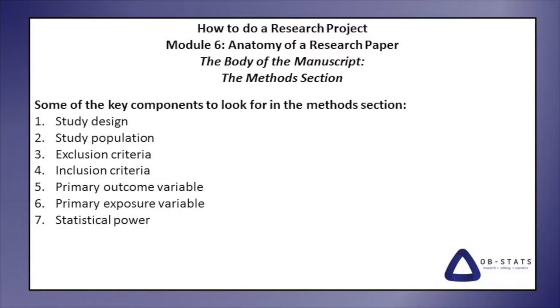Some of the key components to look for in the methods section are: 1. The study design. 2. The study population. 3. The exclusion criteria. 4. The inclusion criteria. 5. The primary outcome variable. 6. The primary exposure variable. And 7.